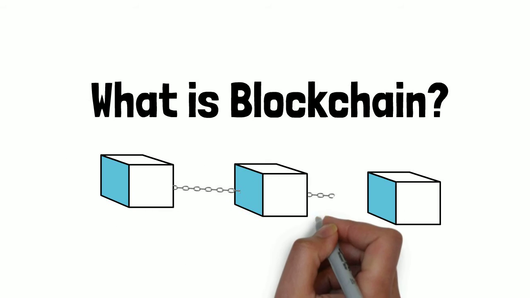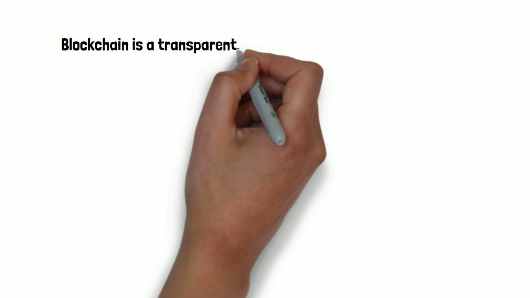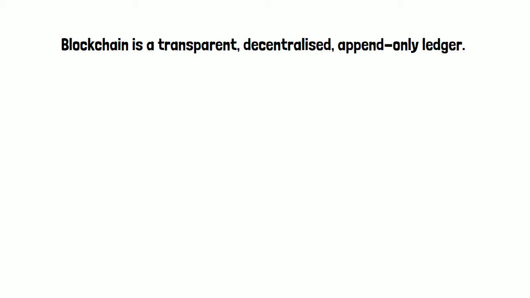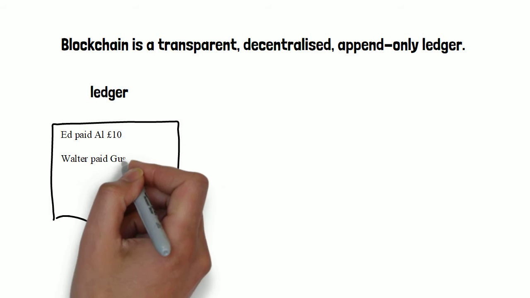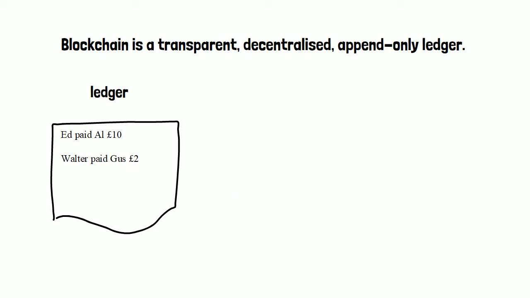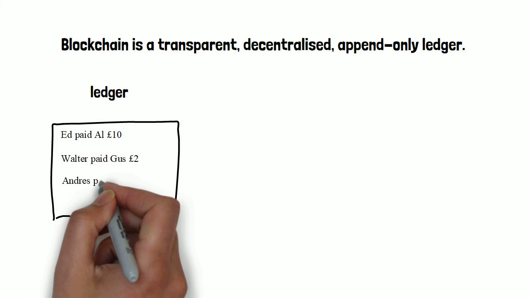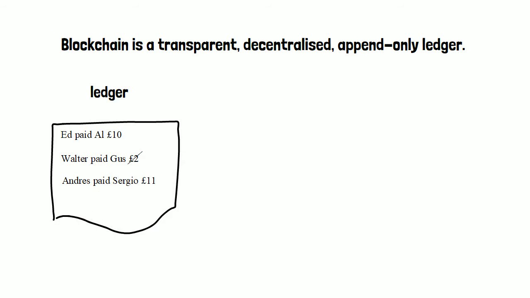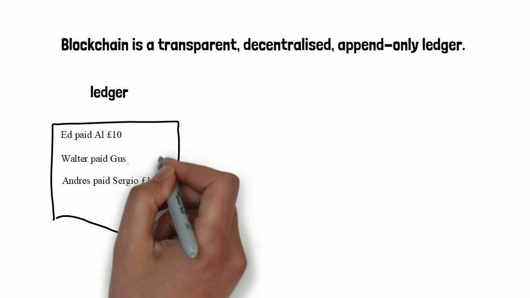What is blockchain? Blockchain is a transparent, decentralised, append-only ledger. Great, but what does this mean? Well, let's work backwards. First, a ledger is a record of data, normally of transactions. Append-only means that the data can only be added to the ledger, previous data cannot be modified.